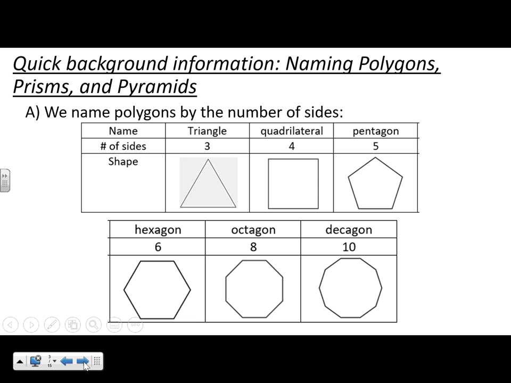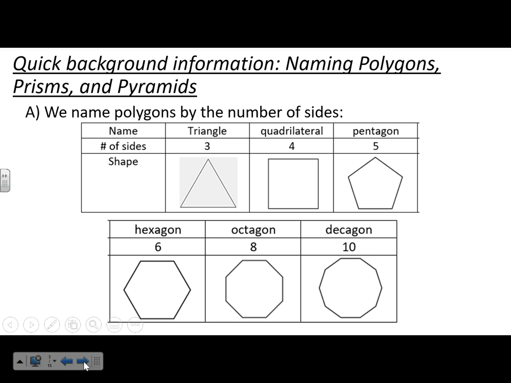So first off, we have some background that I want to make sure you guys realize. First off, we name polygons by the number of sides. So we have triangles, 3 sides, quadrilaterals, 4 sides, and we've done a lot with quadrilaterals. That includes trapezoids, rectangles, rhombuses, squares. That's all in quadrilaterals. Pentagon is 5, hexagon is 6, octagon is 8, decagon is 10.